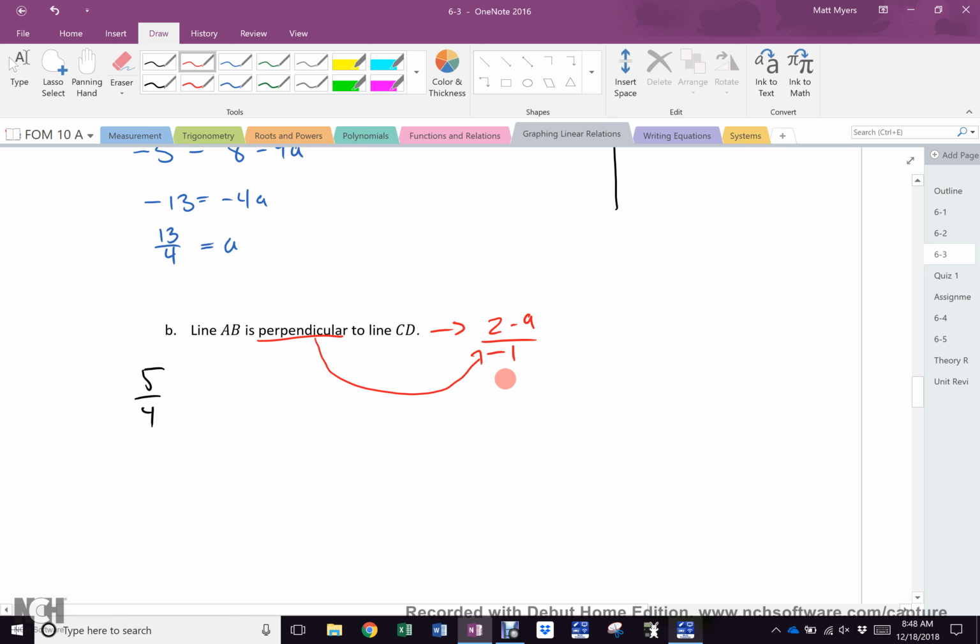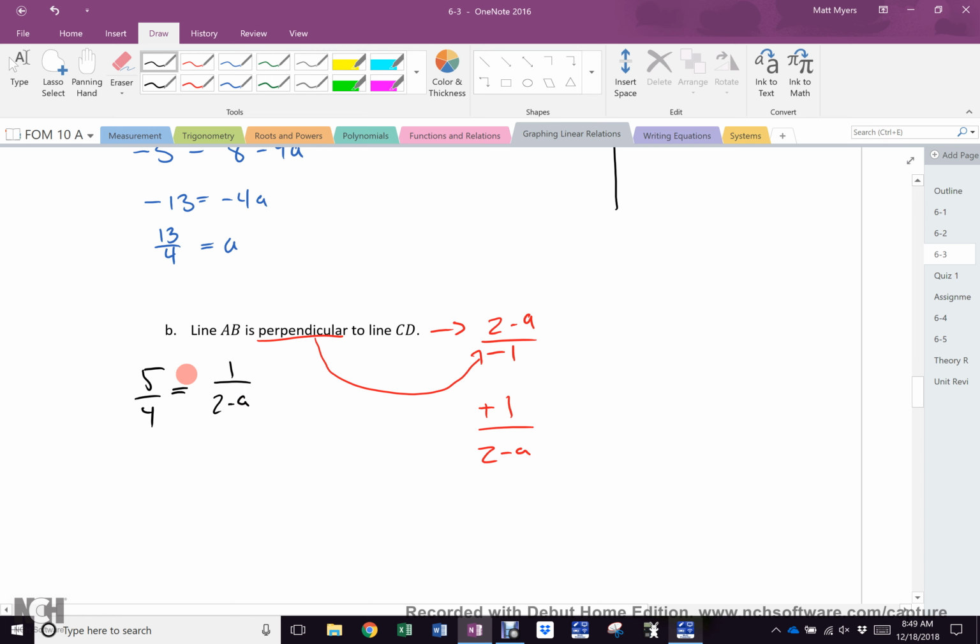Reciprocates it and opposites it. Ugh. That's hard to say. So what would happen to this to reciprocate it? What would it become? It would become negative 1 over 2 minus A, right? And then to opposite it, what happens to that negative? It becomes positive. So this would now have to equal the opposite reciprocal of this, which would be 1 over 2 minus A, wouldn't it?